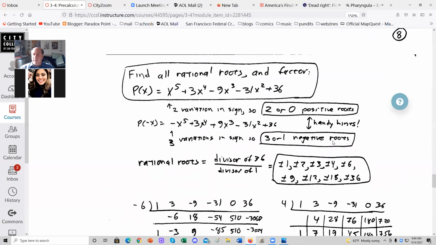Here we do the same thing, find the rational roots and the factorization of x to the 5th plus 3x to the 4th minus 9x cubed minus 31x squared plus 36. Before I go on, I should warn you that as neat as it looks here on this page, the truth is that I had another page where I did a lot of scribbling as I tried and rejected various roots which didn't work out. My advice to you is to do the same thing.